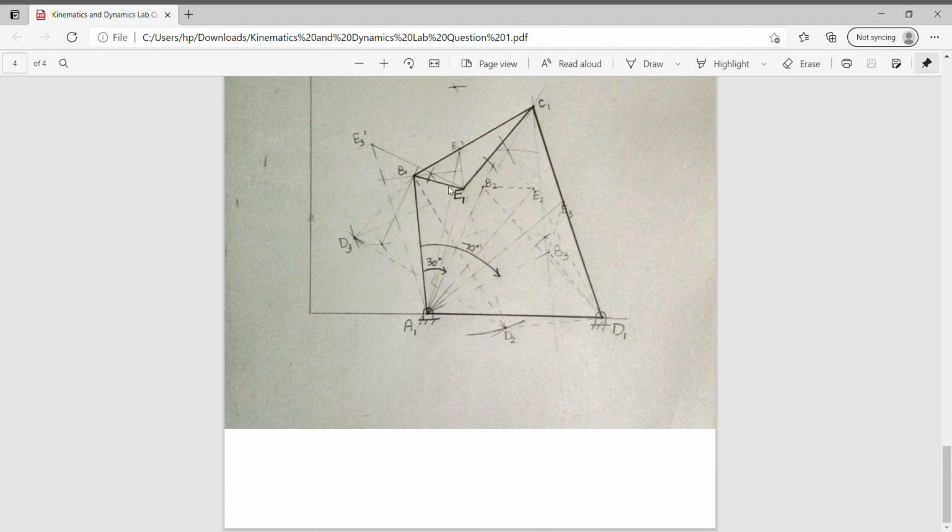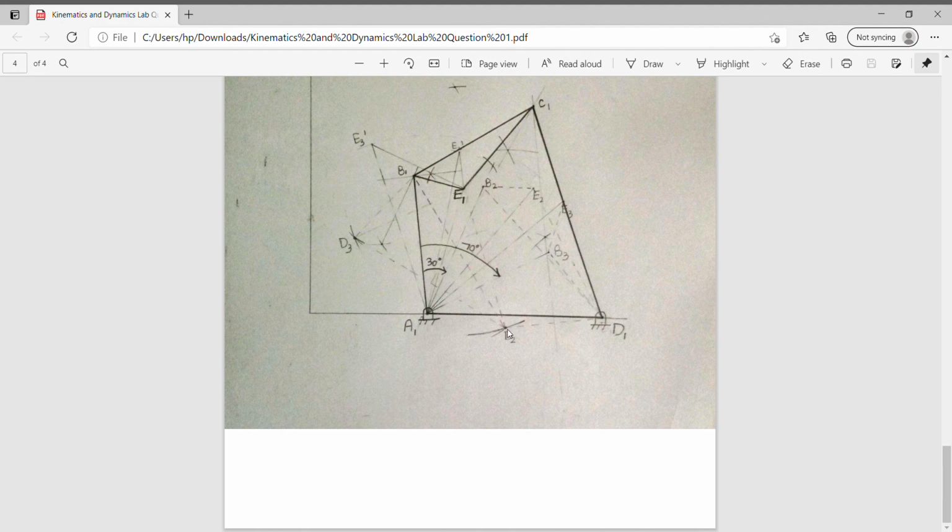Similarly, triangle E2, B2, D1 is congruent to E1, B1, D2. Since E2 B2 is equal to E1 B1, that condition is satisfied. With the fact that E2 D1 is equal to E1 D2 and B2 D1 is equal to B1 D2, we'll get the point D2 using simple construction. So now we have the points D1, D2, D3.